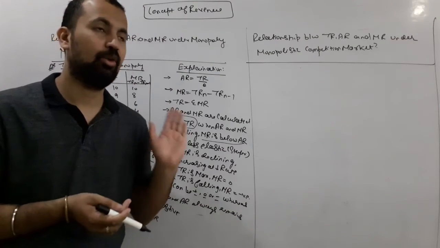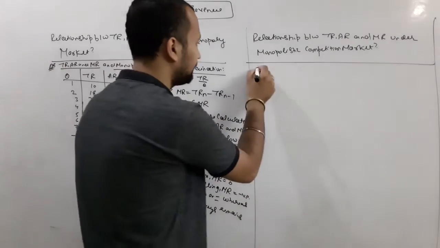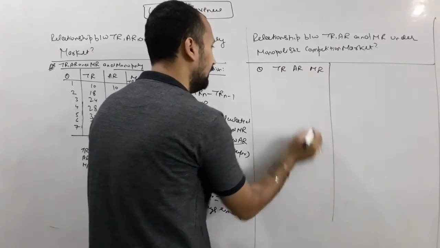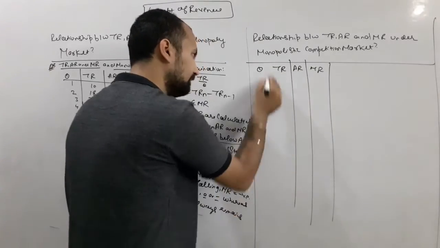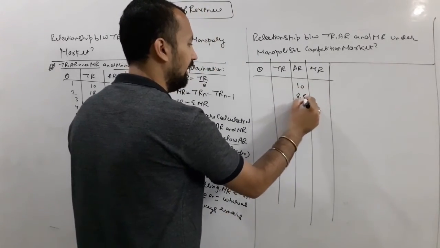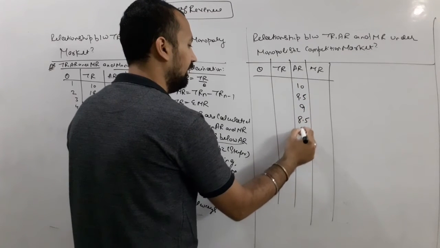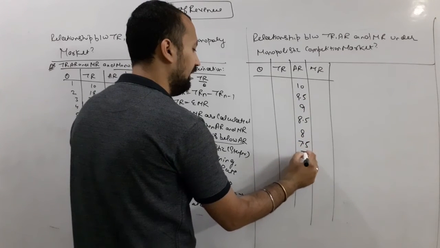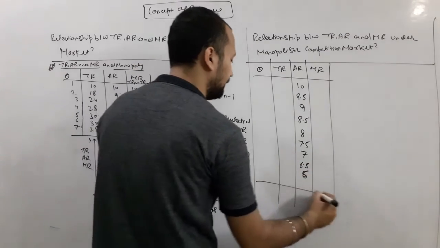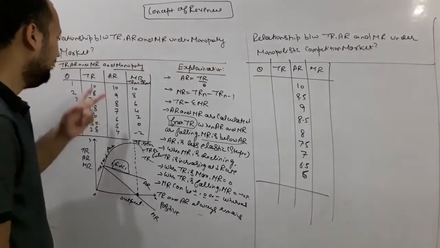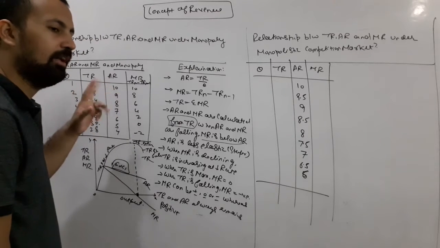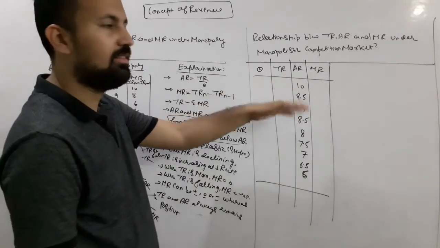Now the difference between monopoly and monopolistic is output, TR, AR, MR. First value is 10, 9.5, 9, 8.5, 8, 7.5, 7, 6.5, then 6. What was the difference? Here price is reducing by 1, means the price is falling more rapidly. Here price is falling less rapidly.